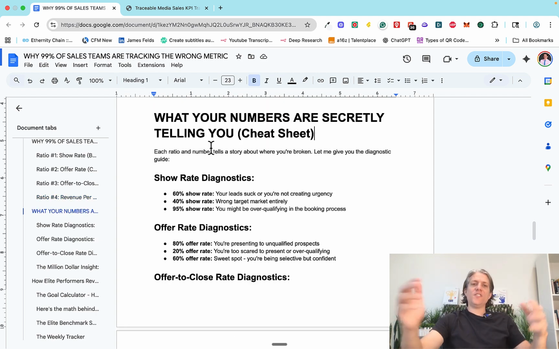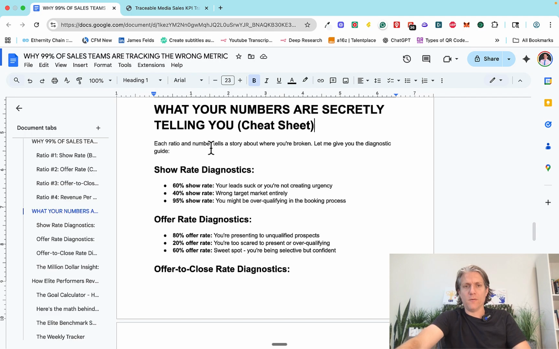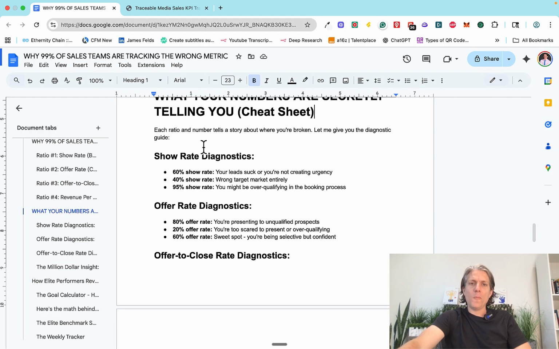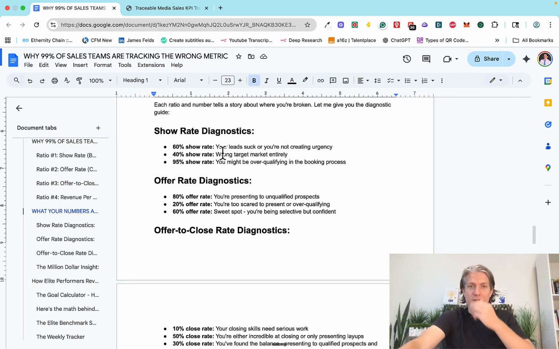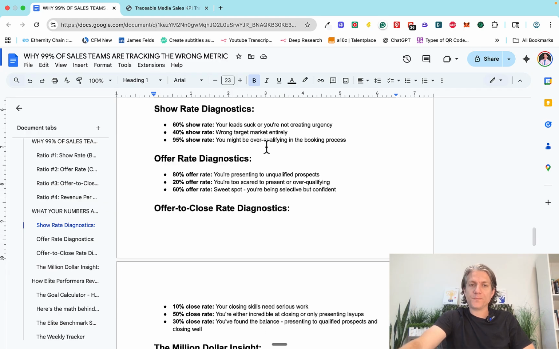What your numbers are secretly saying: here's a cheat sheet. We're just going to run through it quickly because we want to give you another idea. Numbers tell a story. Show rate diagnostics, again just reviewing this. 60% show rate, perhaps your leads suck. 40% show rate, wrong target market. 95% show rate, you might be overqualifying.